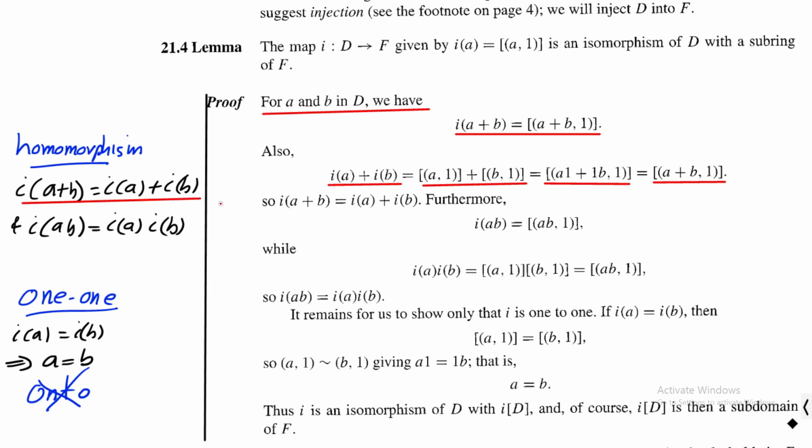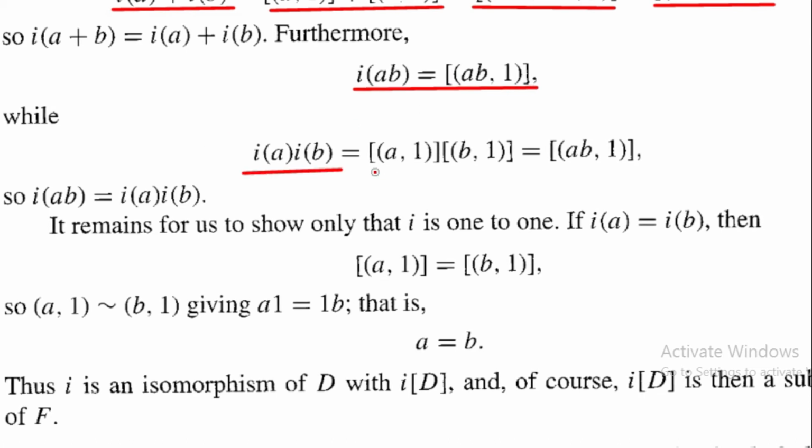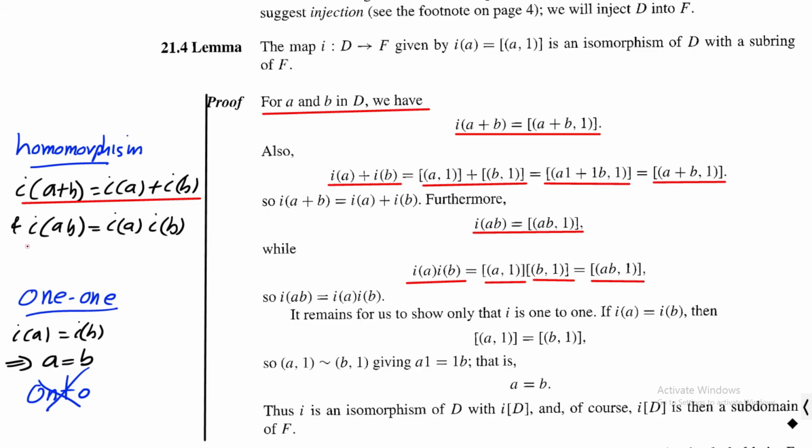Similarly, we can start with I of AB, which is by definition the equivalence class [(AB, 1)], and I of A into I of B means the equivalence class [(A, 1)] into the equivalence class [(B, 1)], and by the definition of the product you will get it as the equivalence class [(AB, 1)], and hence you can show that I is a homomorphism. Now it remains to show that I is a 1-1 map.